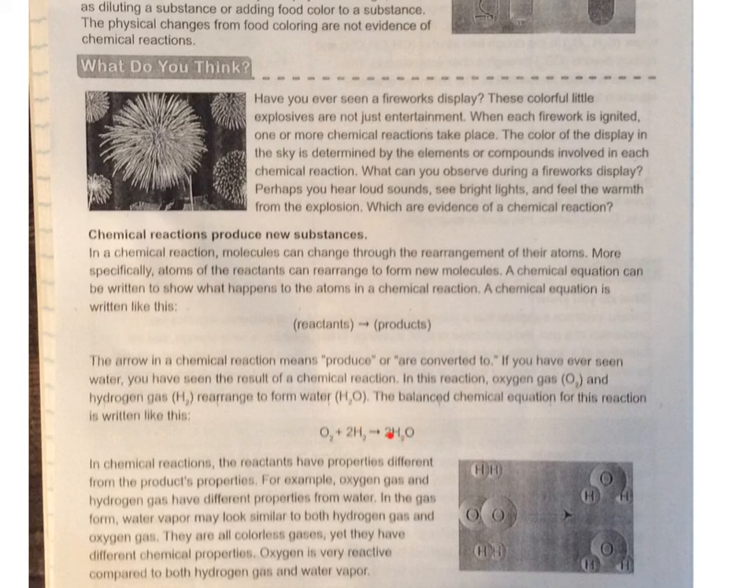Now let's go over here. We can see it again here. There are 2, the subscript 2 times the coefficient 2, so there are 4 hydrogen atoms here as well. So we call this balanced because there's the same number of oxygen atoms on both sides of the arrow, and there's the same number of hydrogen atoms on both sides of the arrow.